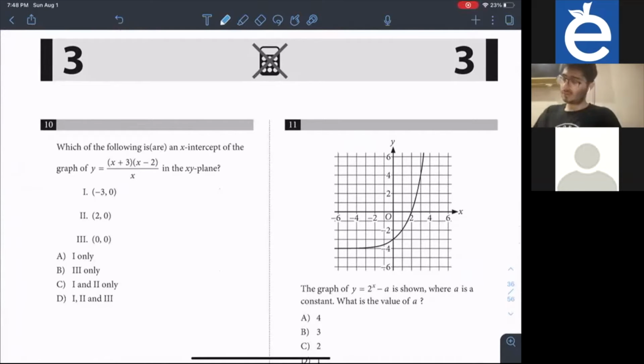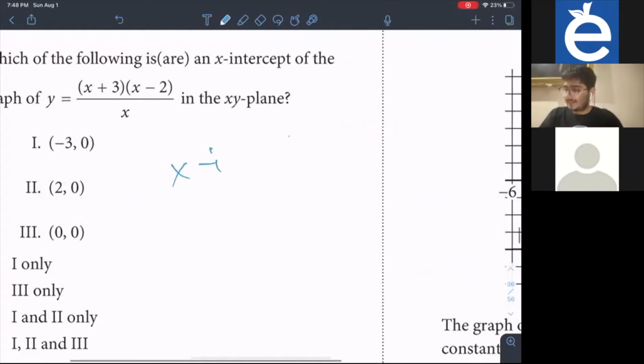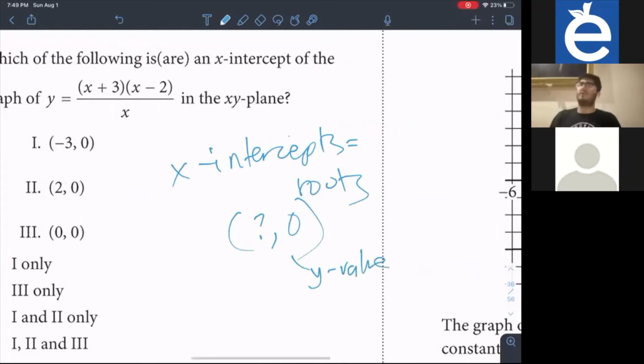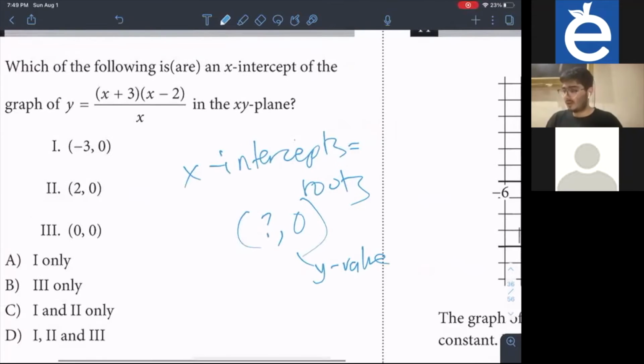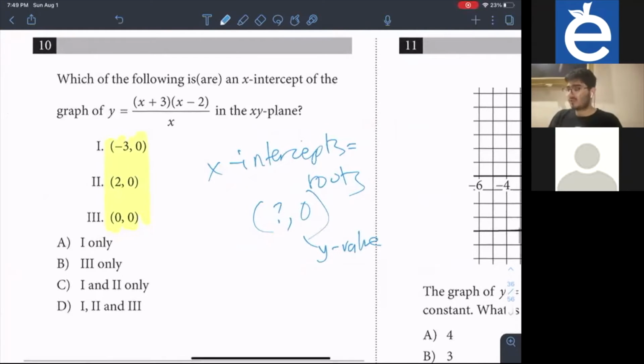Let's do question 10. Which of the following is or are an x-intercept of the graph y is equal to x plus 3 times x minus 2 over x? So first we have to know what x-intercepts are. X-intercepts are basically the roots, or when it's a value and 0 as the y value. For an x-intercept, the y value must be 0. Okay, so now we got that out of the way. Also, we can check that it's true because all of these have 0 as the y value, so we know that.